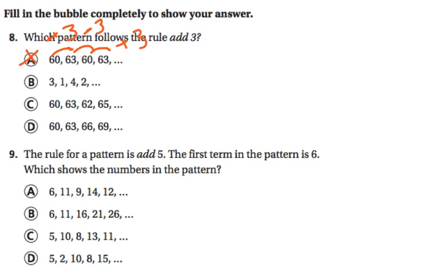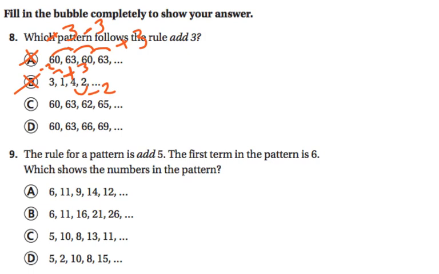For answer choice B, I first subtracted 2. To get from 3 down to 1, I would subtract 2. Then I added 3. Then to get from 4 to 2, I subtracted 2. So that pattern would be subtract 2, add 3, subtract 2. So that one also does not work.